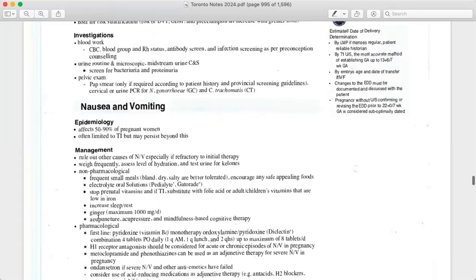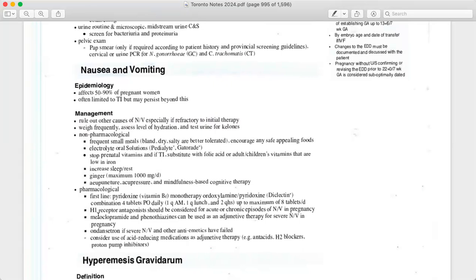Then nausea and vomiting, if the patient is presenting, how are you going to rule it out? First thing first, always start with counseling on how she needs to eat. Rule out any other cause of the nausea and vomiting. Assess the level of dehydration. Test urine for ketones because she might be experiencing diabetes mellitus, and that's why she might be having nausea and vomiting.